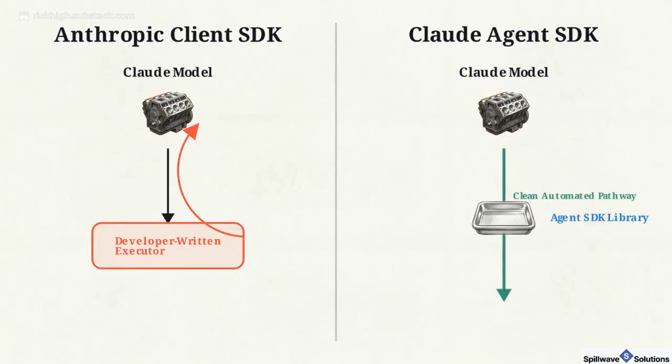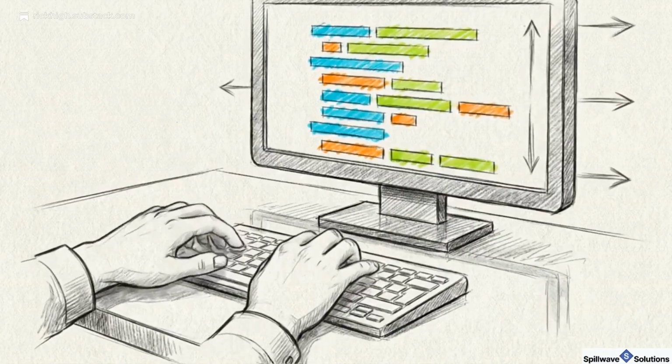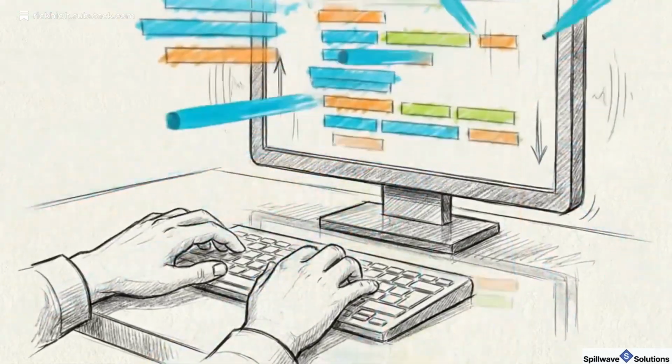Because the loop runs itself, the SDK ships with out-of-the-box capabilities ready to go. Without any extra code, it handles reading files, executing bash commands, and editing code. Moving the executor inside the library means your agents can start doing real work immediately, without wiring up a single tool by hand.